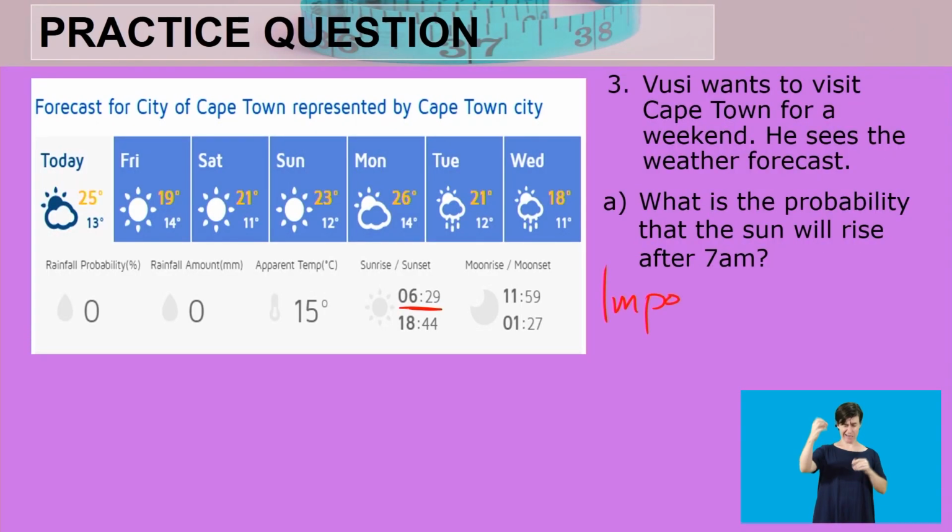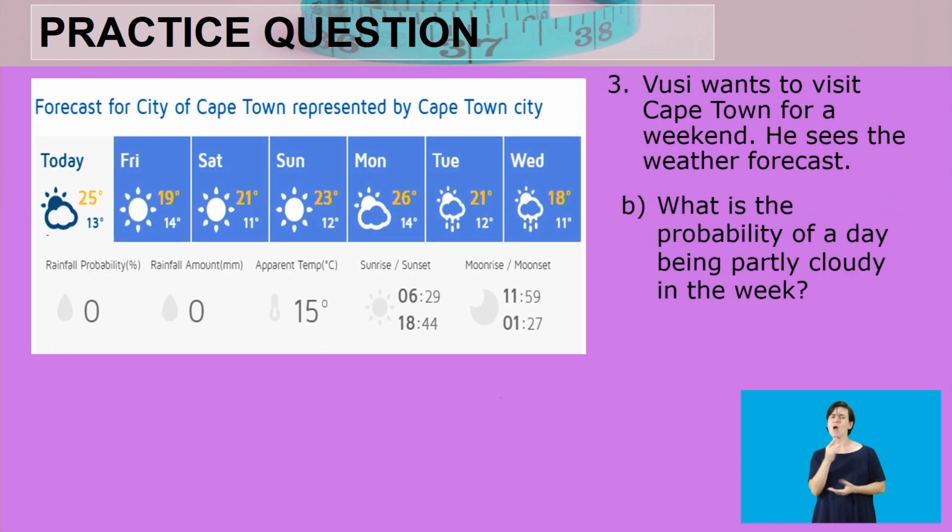There is no probability that the sun will rise after 7 a.m. So it means the probability is actually impossible. There's no way we can have the sun rising after 7 a.m. The sun rises before 7 a.m., or maybe before 6:30 in the morning. Then we'll know that it's a definite. So it is impossible or it is 0%. So there's 0% chance that the sun will rise after 7 a.m.